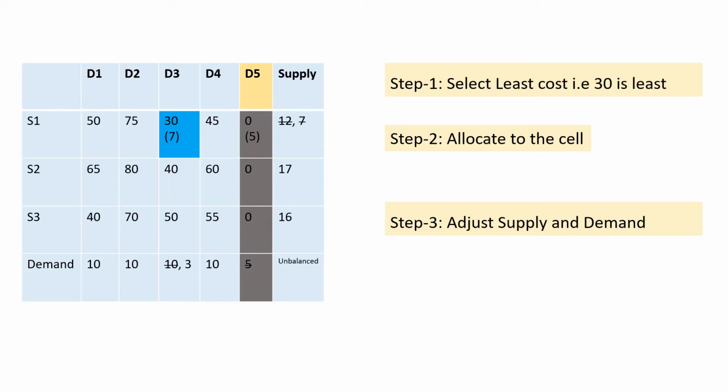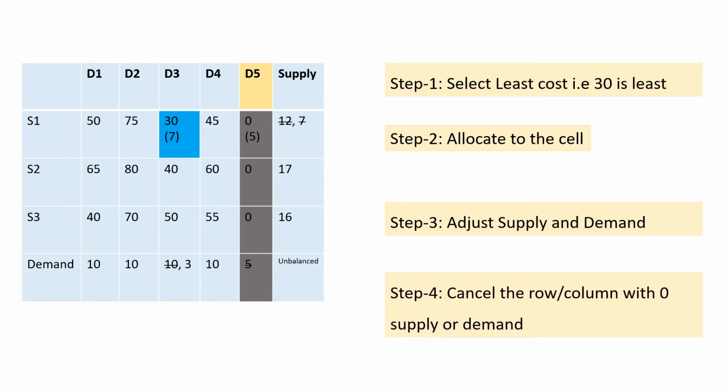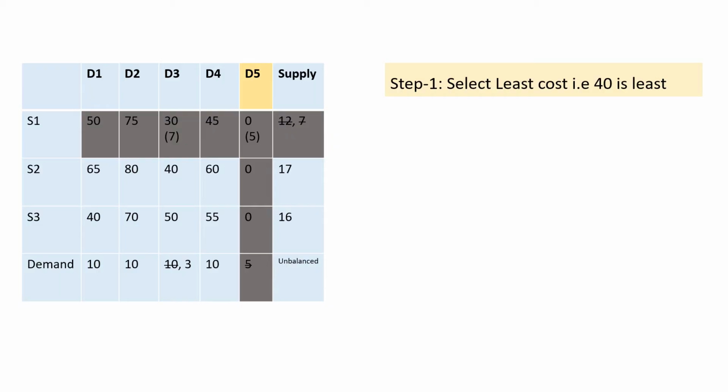Then after we have to check whether the columns or the rows have 0 supply and demand. So as you see, this row has 0 supply, so we have to cancel. And the next step is to repeat the step again. So we have to select the least cost method. Among the remaining cells, the least cost is, you see, 40. By the way, there are two 40s, so let's select this one.